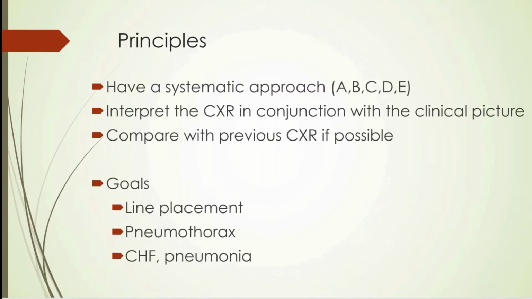So, the basic principles of reading a chest x-ray, you need to have a systematic approach. And the one I use is just A, B, C, D, E, where A, you're looking at the airways, B, you're looking at the bones, C, looking at the cardiac silhouette, D, checking your diaphragms, E is everything else. And we'll go over this probably ad nauseum during the lecture.